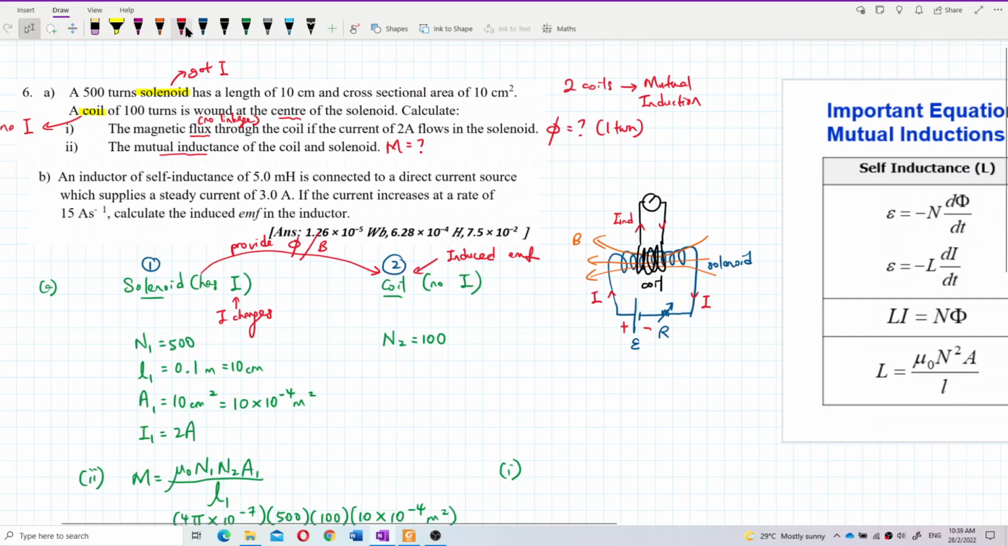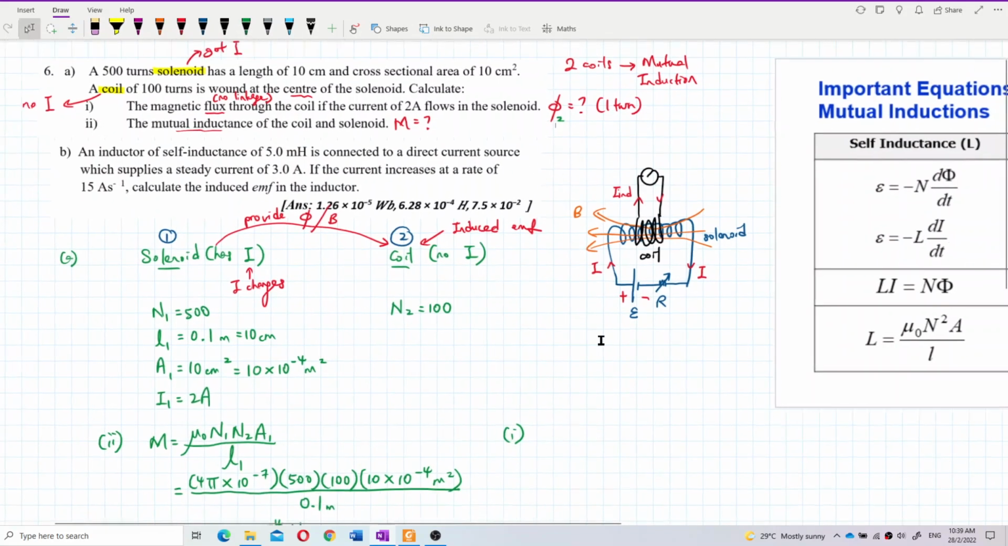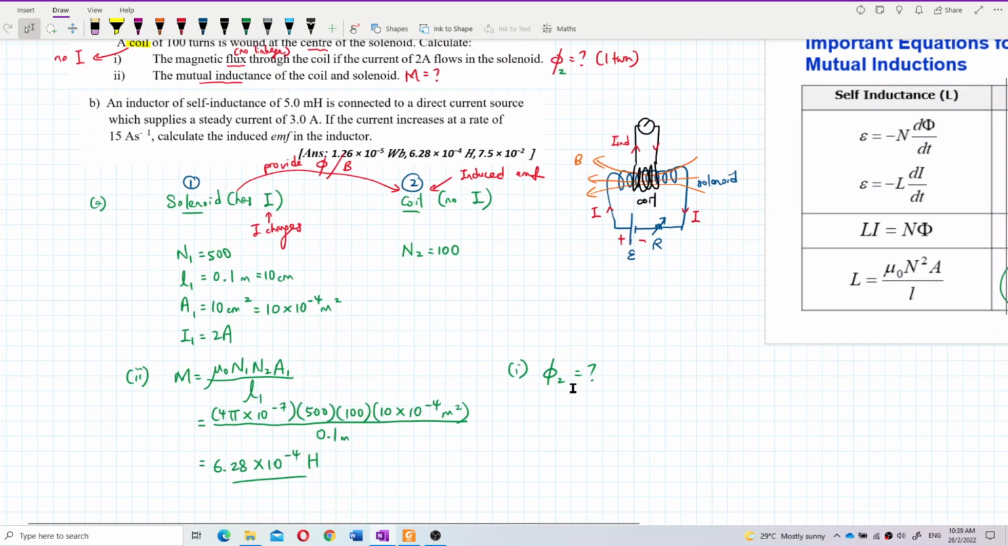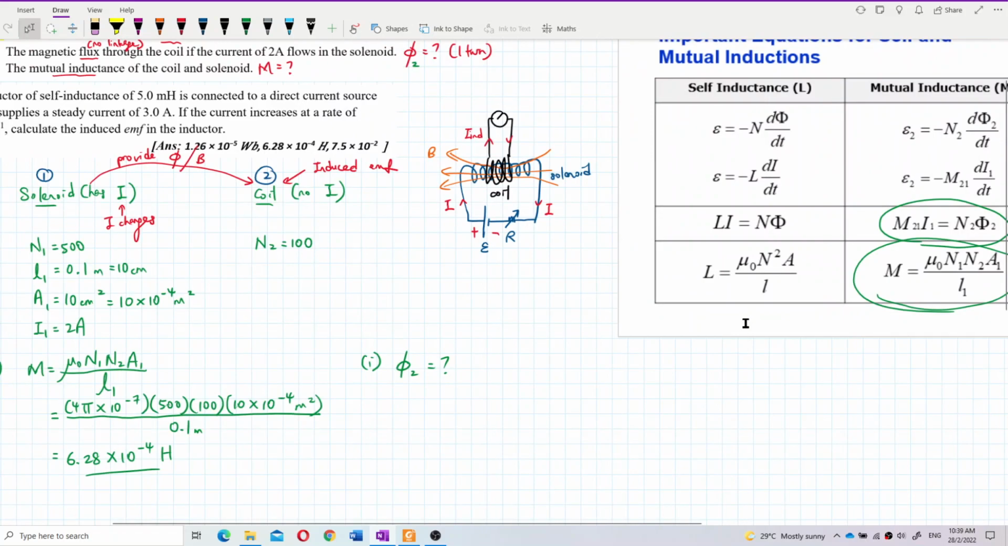So this is considered as phi 2. I want to find phi 2. So what is phi 2? No word linkage means this is a small phi for one turn only, the magnetic flux for one turn only. So I can use this formula to find phi 2.